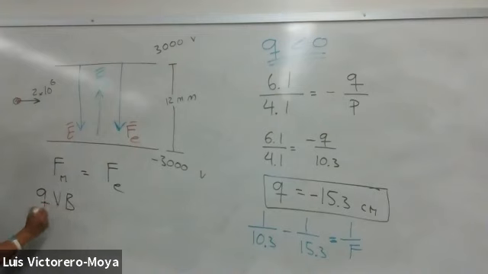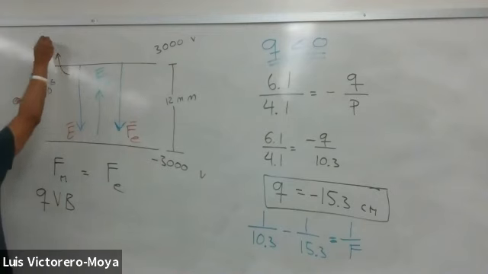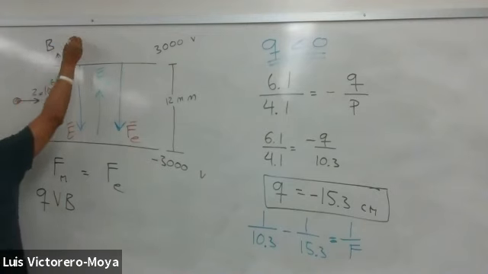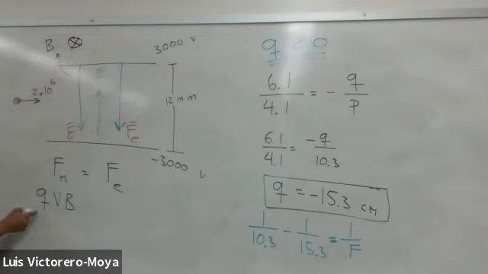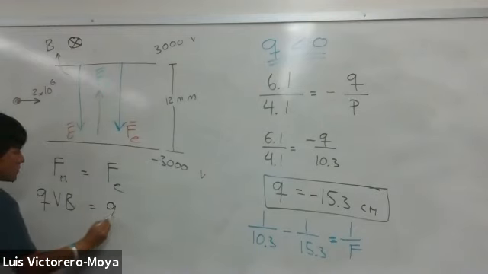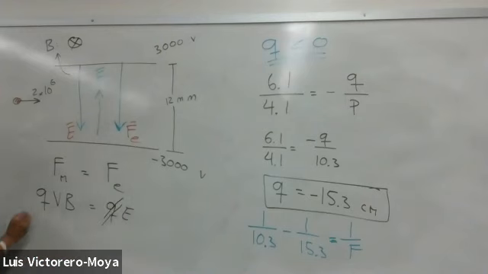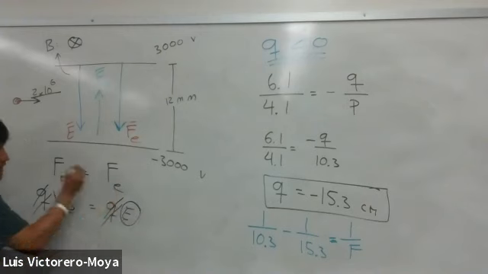QVB sine of 90, because if you want that force to be like that, so the magnetic field had to be into the page. QVB equals QE, the Q cancels, and you have the velocity. But one question: the electric field.